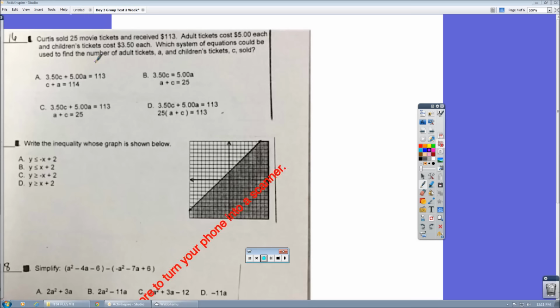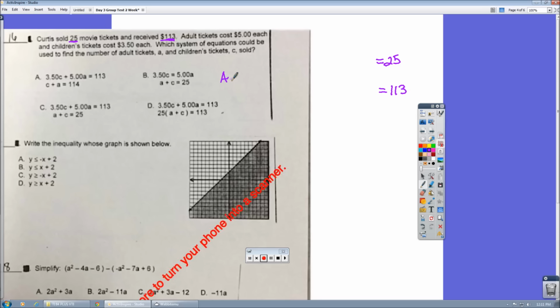Curtis sold 25 movie tickets and received $113. Those are both totals. So we're going to have two equations, one that's going to be equal to 25 and another one that's going to be equal to $113. So let's break the problem down here.